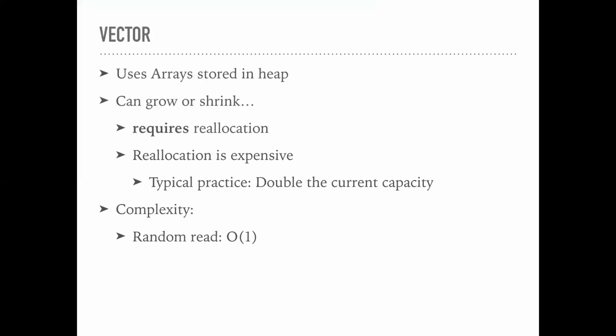Make sense? The random read is O(1), but let's say random insert. Let's say I want to add an item here. Let's say I want to add 19 at this index. For me to add this here, because I said they're continuous, right? The array itself is continuous. I have to move every single one up.